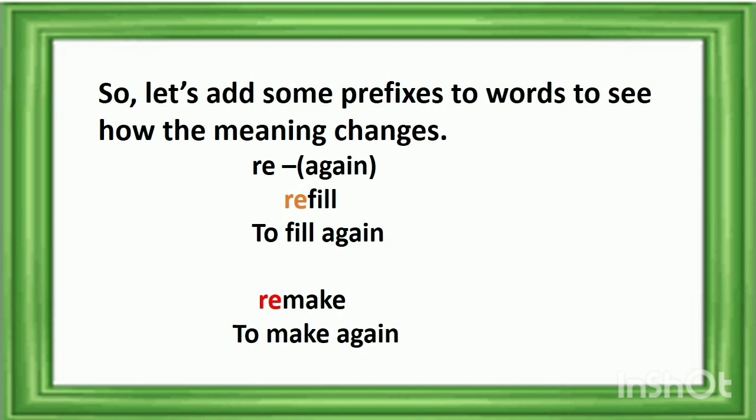So let's look at some more examples. When I add the prefix "re" to the word fill, I get the word refill, which means fill again, because the meaning of the prefix "re" is again. One more example, using the same prefix "re", which means again. When we add the prefix "re" to the word make, we get a new word remake, which means to make again.